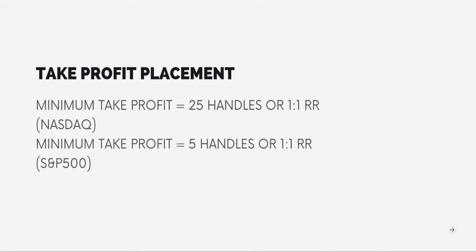Take profit placement. Okay, this is important as well. Minimum take profit is 25 handles on Nasdaq or a 1-to-1 risk to reward, and minimum take profit for S&P 500 is 5 handles or 1-to-1 risk to reward. I will not take profit unless the minimum take profit for that trade is 25 handles for Nasdaq. Let's say sell side is around 20 handles away. I'm not going to be taking that trade because it doesn't meet my criteria and it doesn't have enough handles for me to profit off.